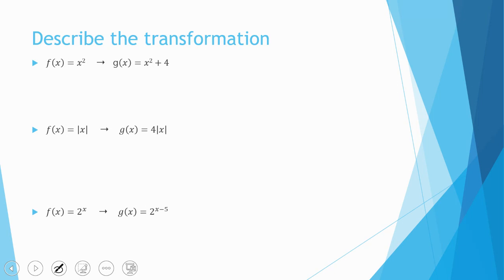We can also describe a transformation. Here I'm given a parent graph, a Frank graph, if you will, of x squared. And I have changed that into the graph of x squared plus 4. I'm adding outside of any parentheses or exponent, so I know that this graph has moved up 4 units. If it was minus 4, I would know that it moved down 4 units.